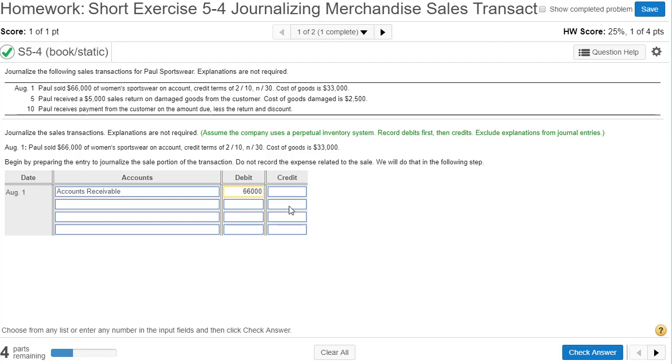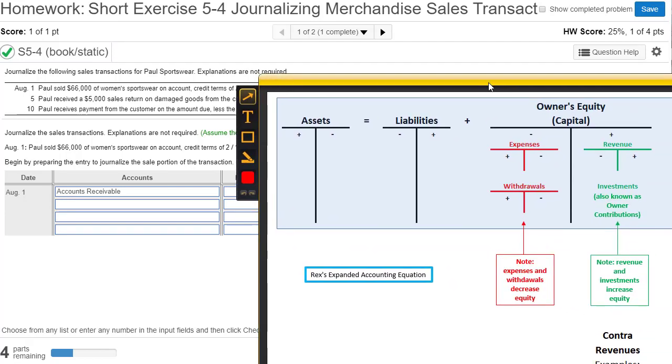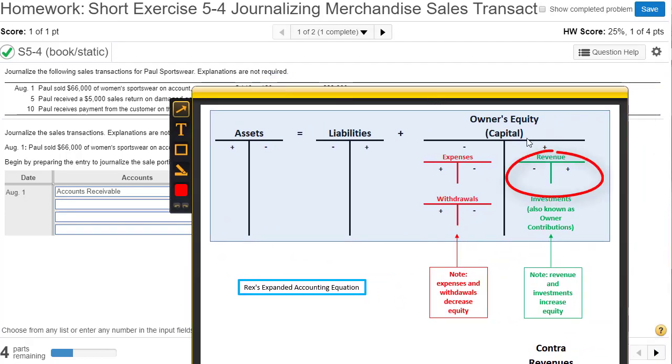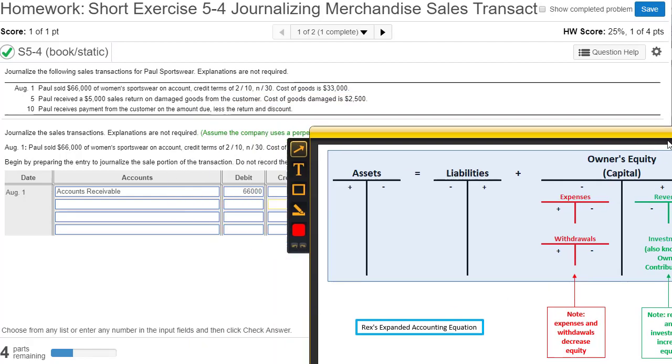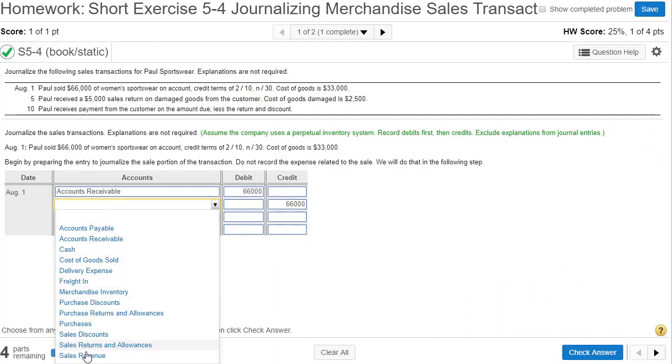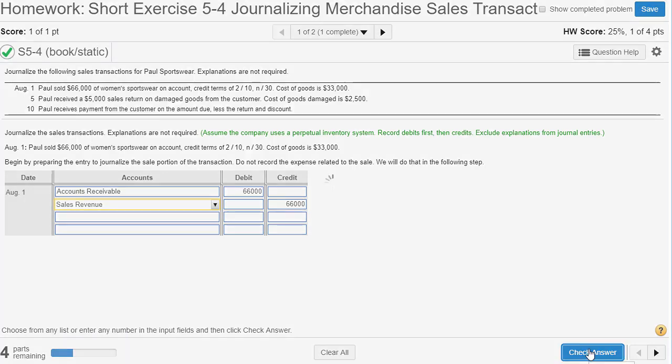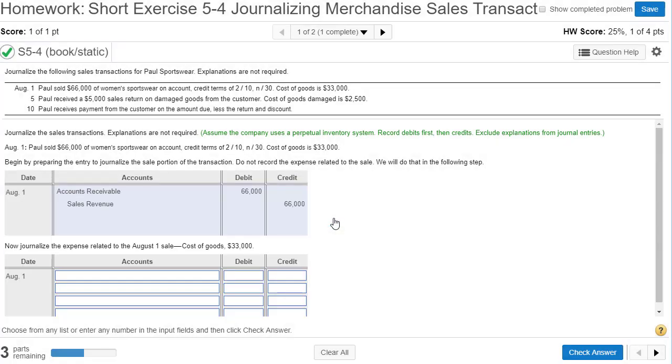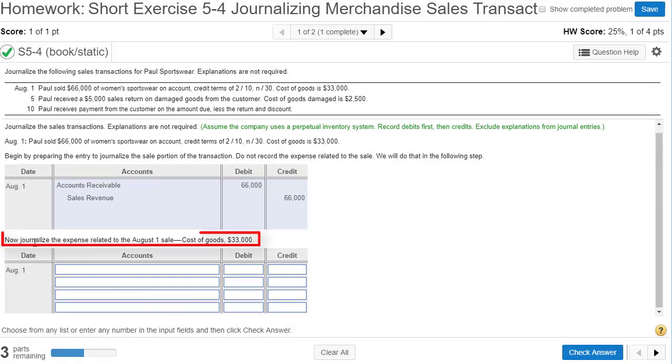Now we need a credit for $66,000. And do we have a sale? Yes, we do. Sale is a revenue. So looking over here at the revenues, do we have more revenue or less revenue? We have more revenue, therefore we're going to credit sales revenue. Well done.